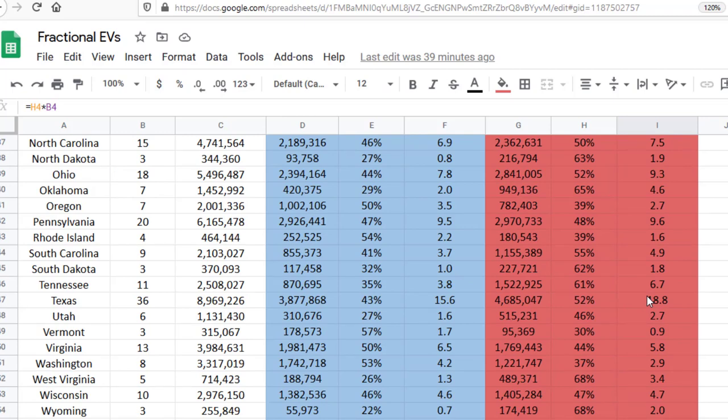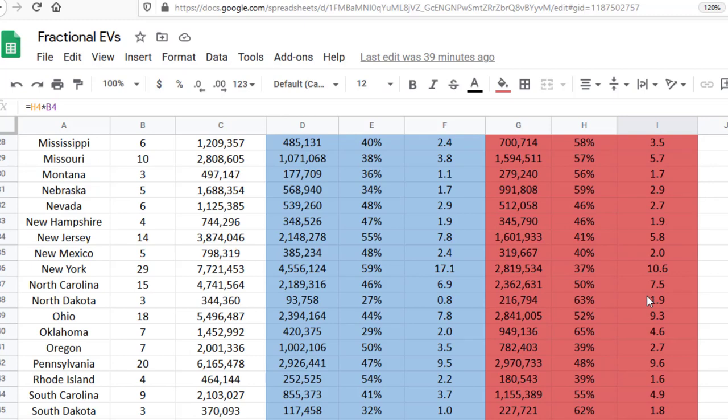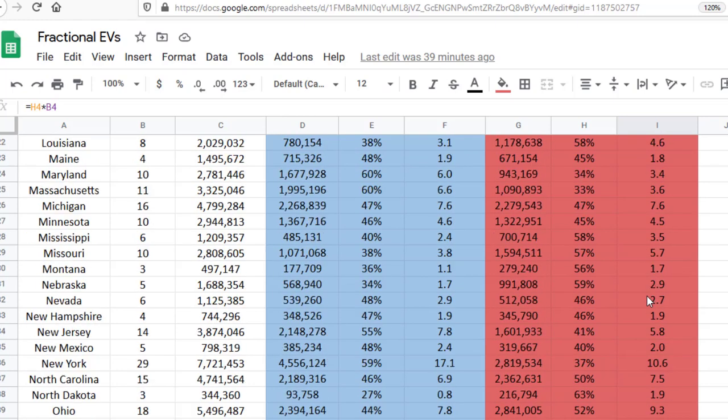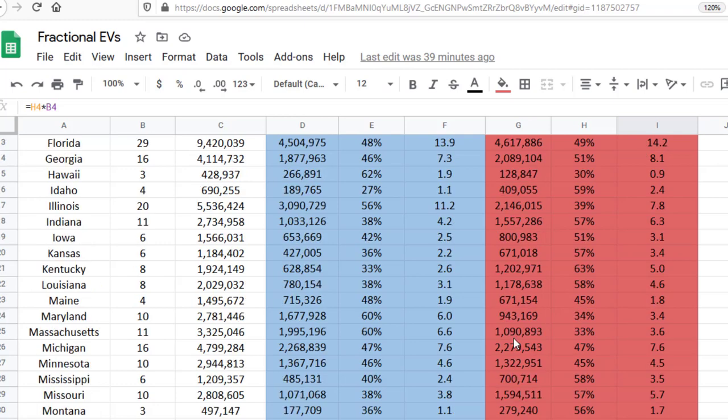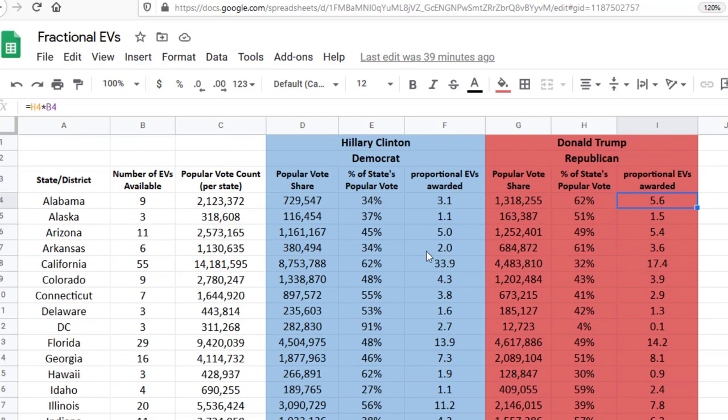And you can see there were no states where either candidate got all of the electoral votes in that state, because there are always going to be folks that are Democratic in a quote-unquote red state and folks that are conservative in a quote-unquote blue state. What you're going to do now is you're going to total up the proportional electoral votes and see what happens.